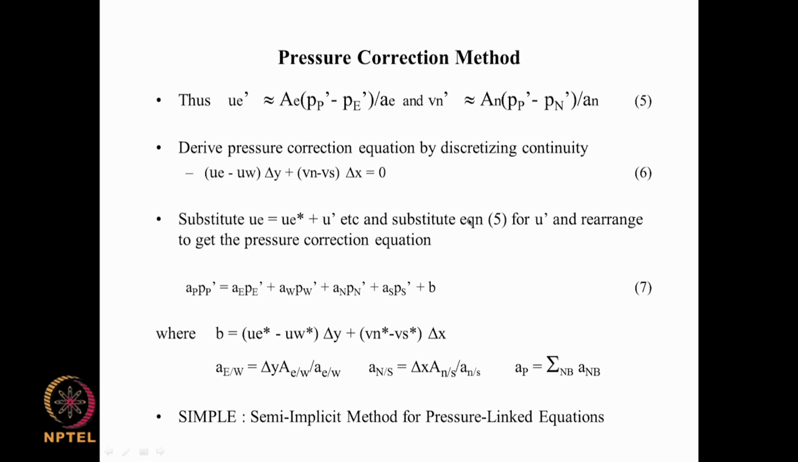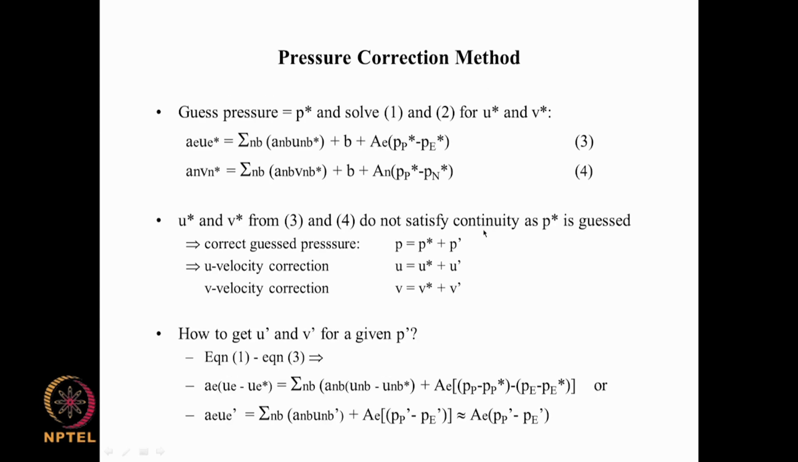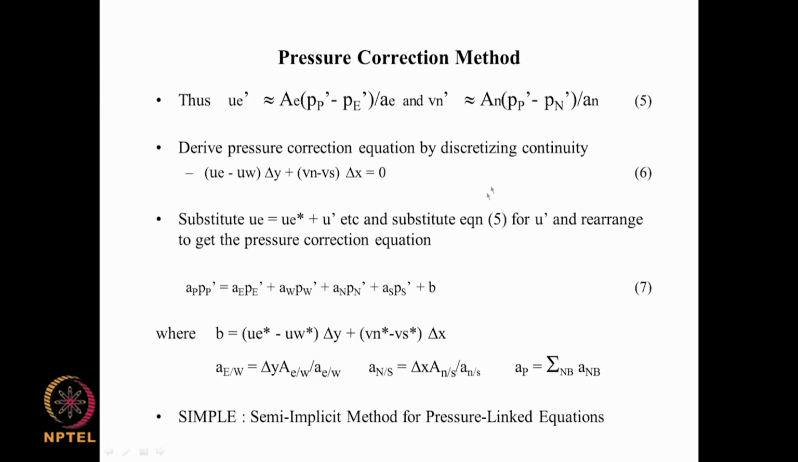So, that means that at this stage we are saying let us make a pressure correction, and let us say that this pressure correction introduces a velocity correction u prime which is given by this, and a velocity correction v prime which is given by this. But what pressure correction to make?